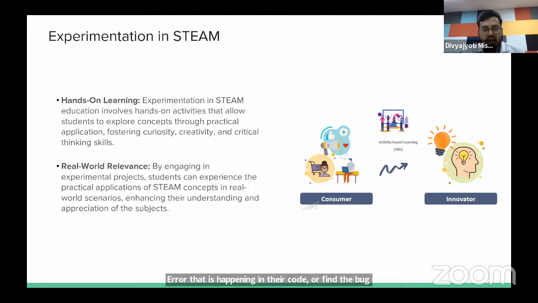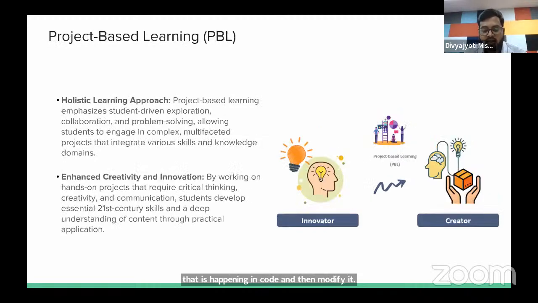Okay, so that is the experimentation process we are focusing on. The next process will be how we can apply this design thinking concept in solving a problem. So we call it project based learning.